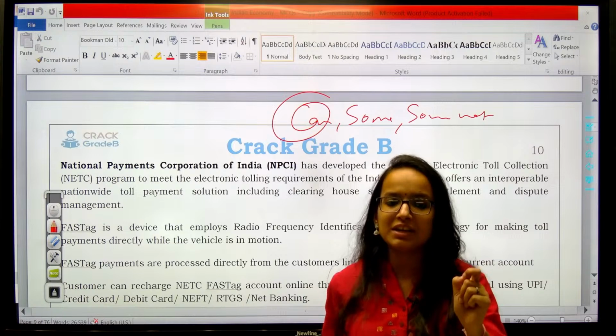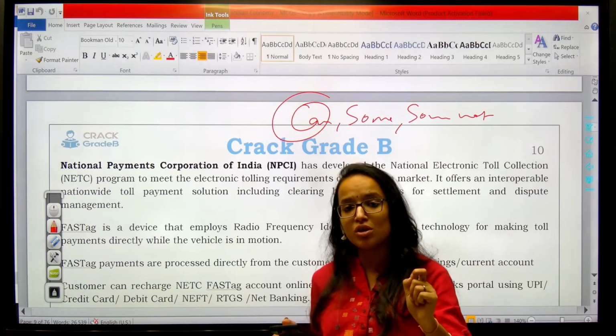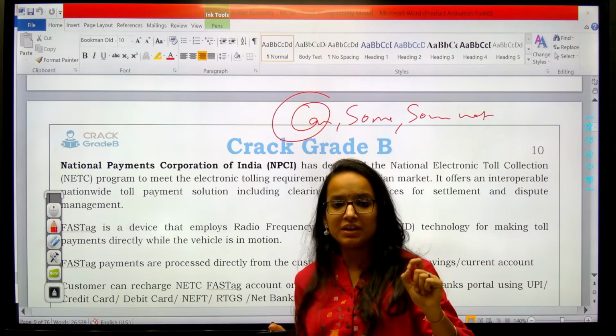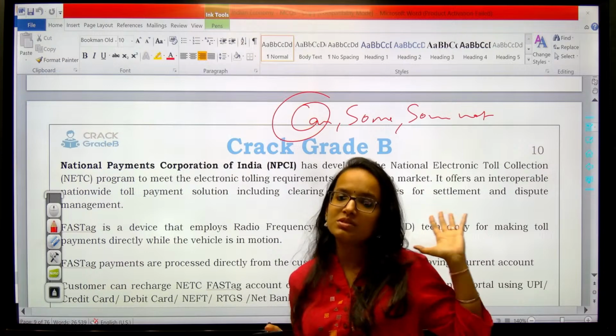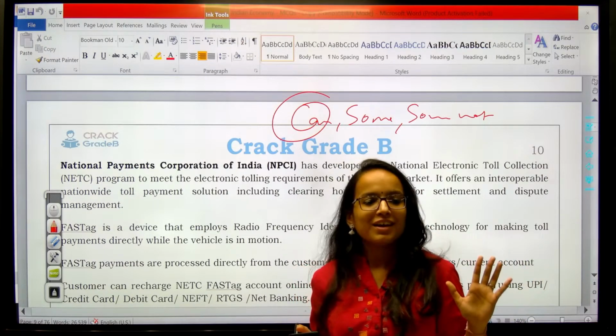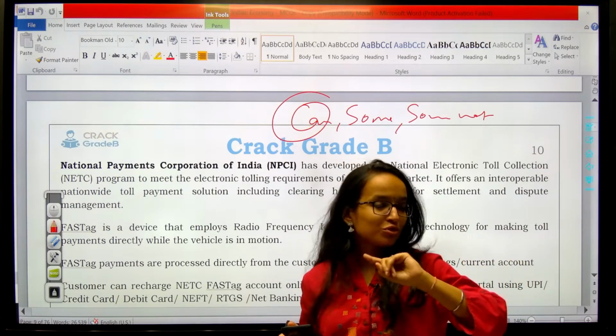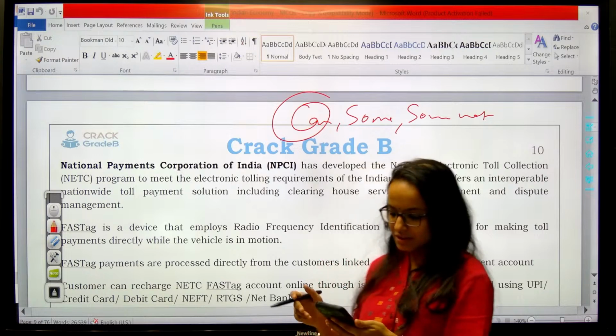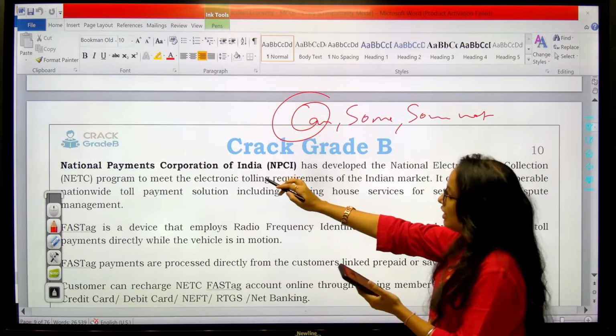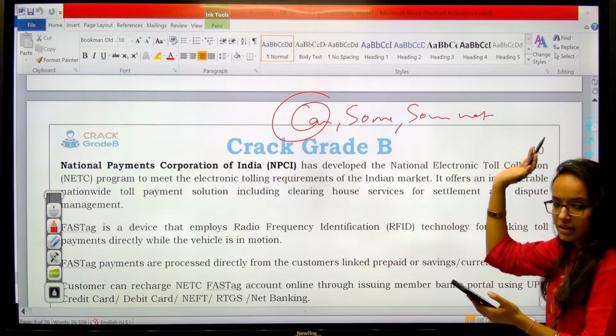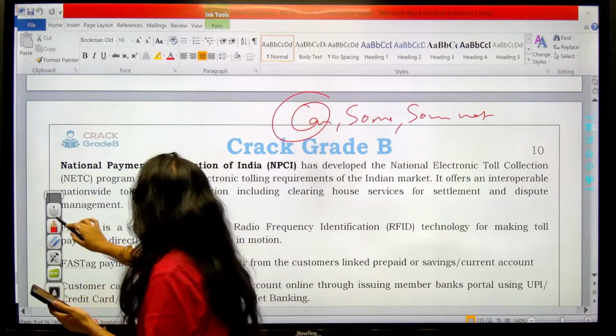So future application based questions of science and technology seem to be very difficult, but generally all the options are correct. Remember, I am telling you this, you should not miss out on these kinds of questions, okay? So this is the thing. National Payments Corporation of India has developed this. Now moving on to the next question.